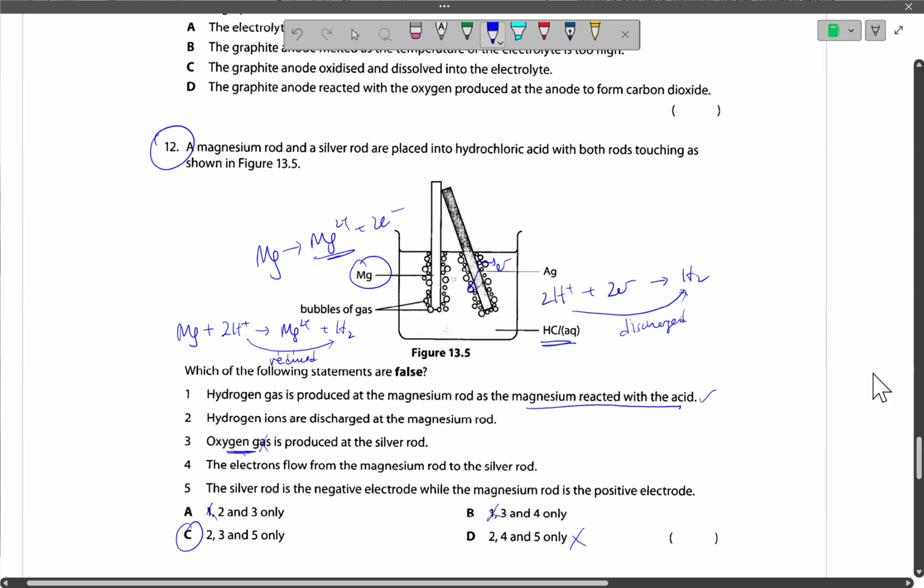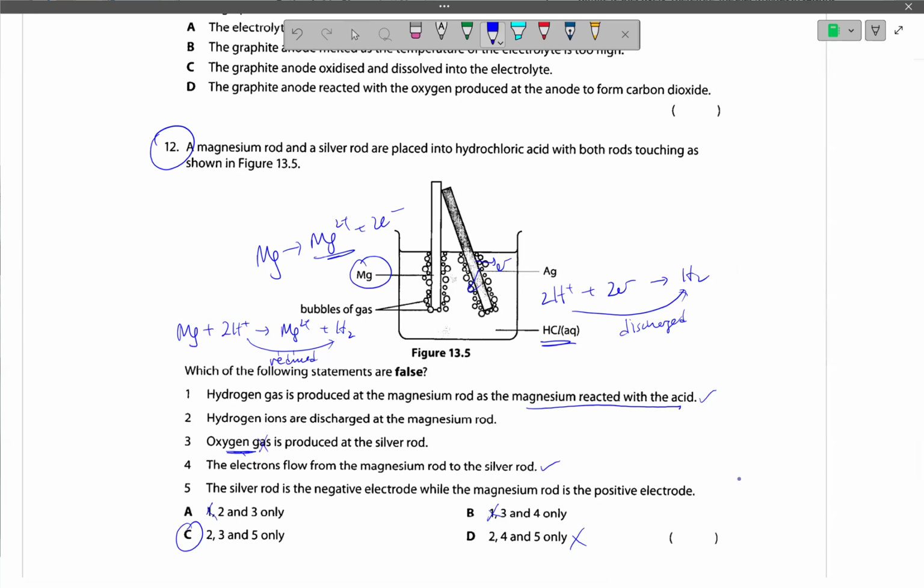Perhaps we just remember that the discharge is more reserved for the electron transfer thing, for the electrolysis. Yeah. So that means 2 is wrong, 3 is wrong. Let's see number 5. Let's look at number 4. Electron flow from magnesium rod to silver rod. This is correct. This is definitely correct.